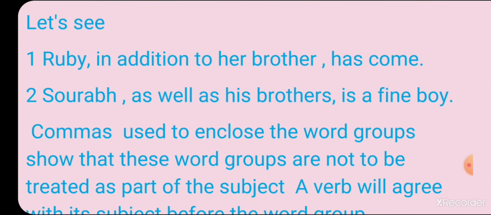Now students, let's see. Ruby, in addition to her brother, has come.